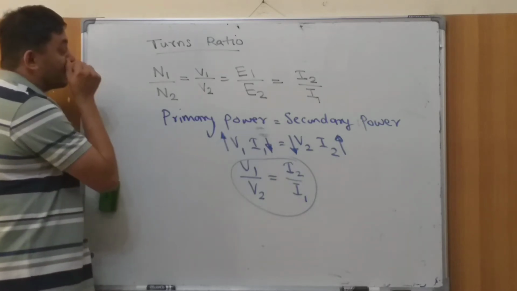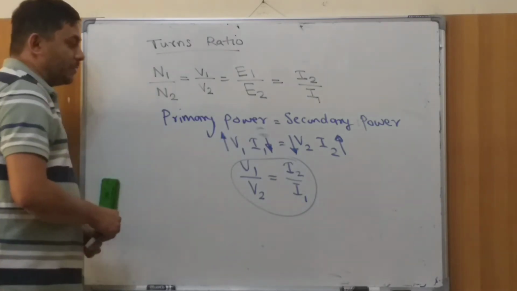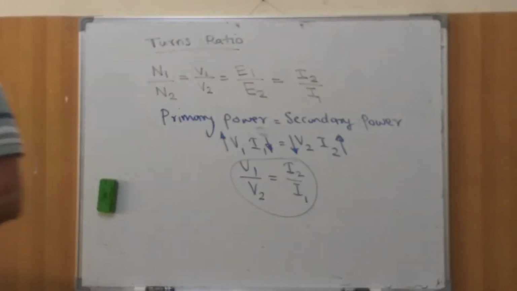Now based on that, we are also going to solve some problems here. Okay. So power is always constant. Input power is equal to output power.